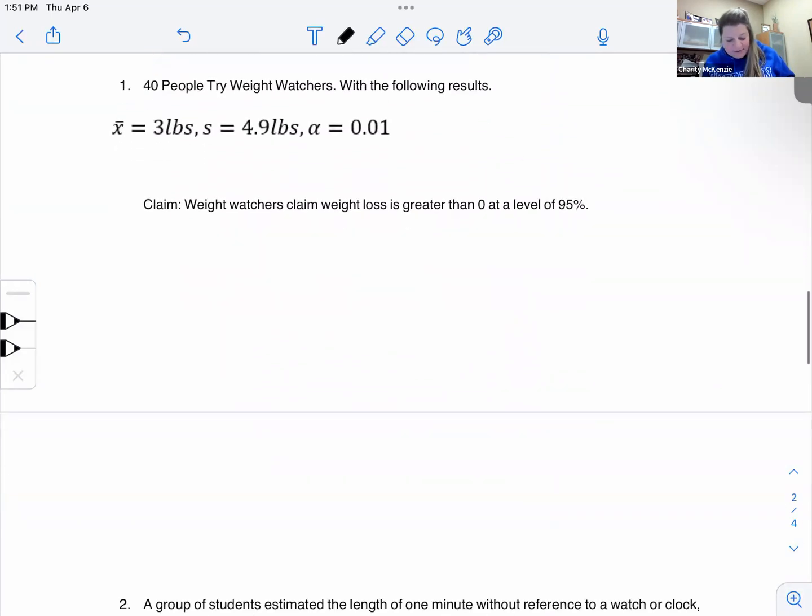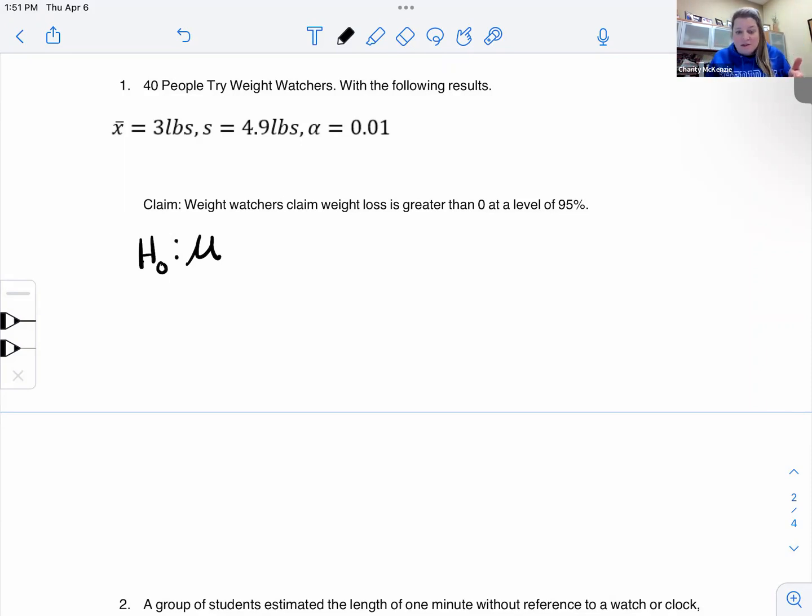Let's do some examples. So 40 people try Weight Watchers with the following results. The claim is Weight Watchers' claim that there's weight loss greater than 0, and we're going to use a confidence level of 95. So we always start with, what is that null hypothesis? So H0, null. This time I need to use the mean symbol. I don't want to use a P for proportion because this is a mean.